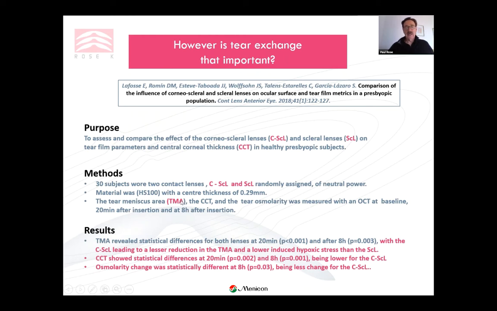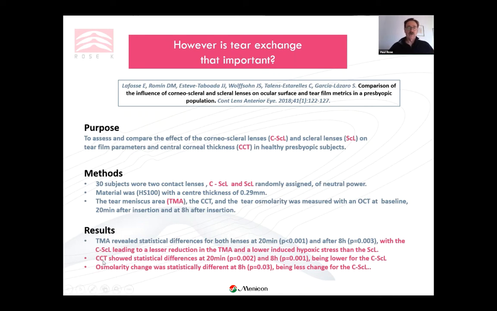They looked at the tear meniscus area, the size of the tear meniscus. They looked at the central corneal thickness, and they looked at the osmolarity of the tear layer at baseline, at 20 minutes, and 8 hours after insertion. So what were their results? The tear meniscus area shows statistical differences at 20 minutes and after 8 hours, with the corneal scleral lens leading to a smaller reduction of the tear meniscus and lower hypoxia stress than the scleral lens. So both the corneal scleral lens and scleral lens showed changes, with the scleral lens showing more change than the corneal lens.